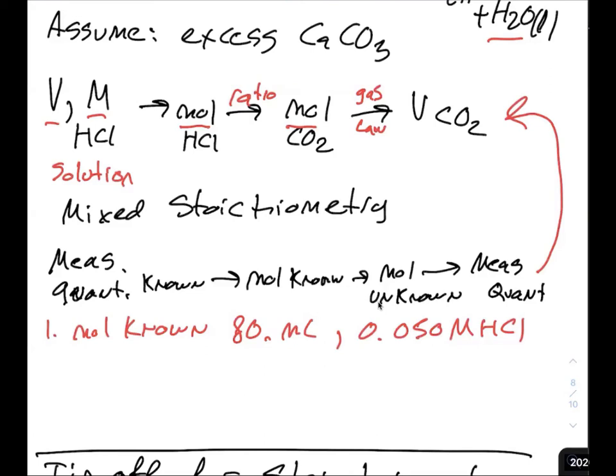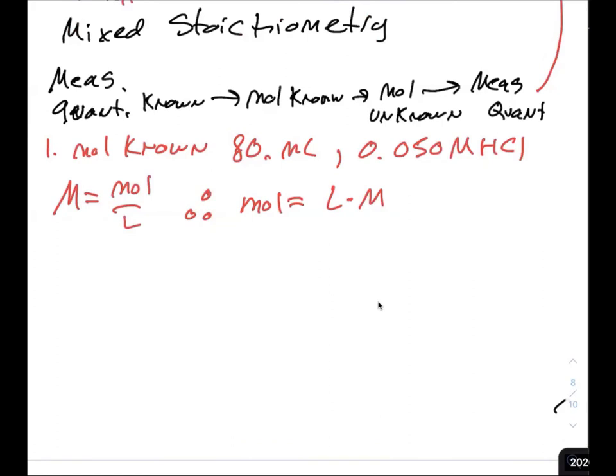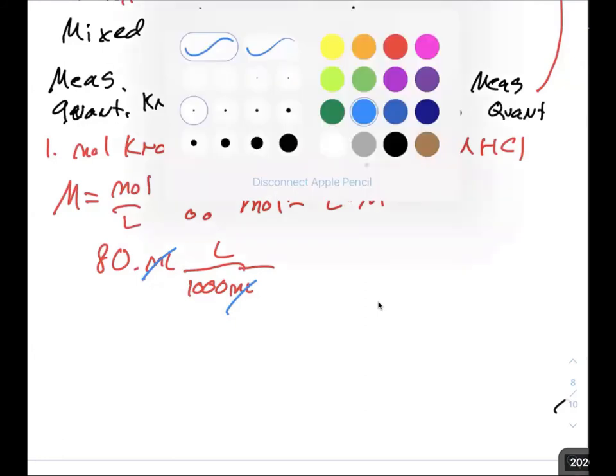We're using concentration. This is from a couple lectures ago. Molarity is equal to moles per liter. Therefore, moles is equal to liters times molarity. The only trick is that I'm going to have to convert the milliliters to liters. 80 milliliters divided by 1,000 milliliters per liter. The milliliters cancel, and that gives me my volume in liters. Then I'm going to multiply by the concentration.